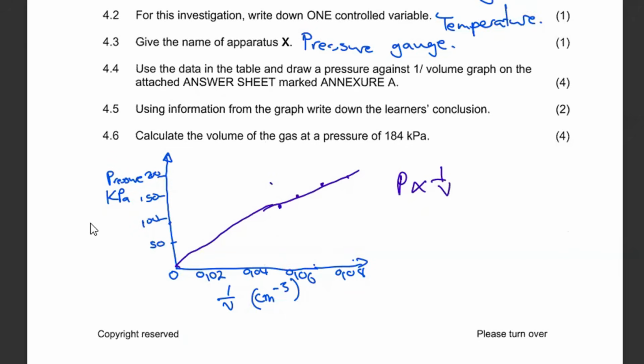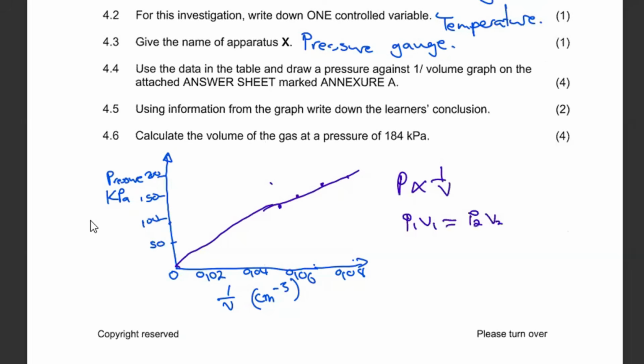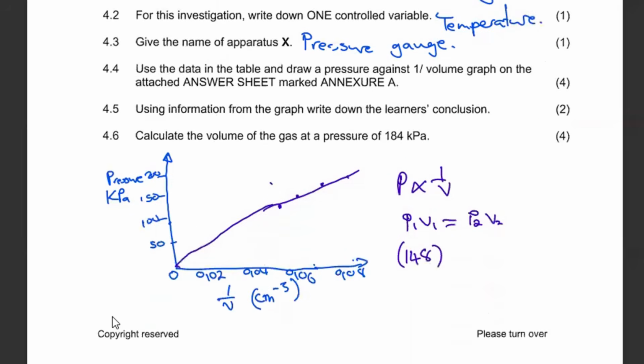So our formula here to calculate this one is P1 V1 is equivalent to P2 V2. For the first pressure, P1, we're actually going to pick values from experiment number 4. My pressure is 148. Then the volume there, we're told it's 0.08. But remember, this is an inverse, so it's supposed to be 1 over 0.08.